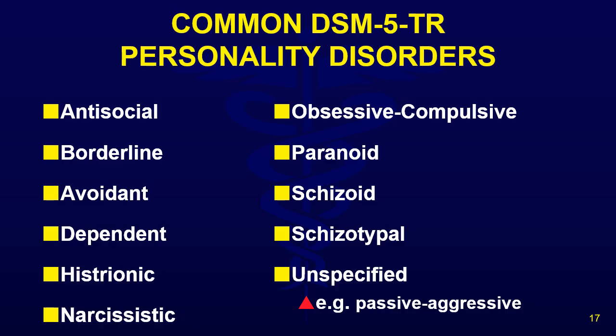Other psychiatric topics of interest are the personality disorders. There are approximately 10 different personality disorders listed in the DSM-5 TR, which are the same as those listed in the DSM-4 TR. They have not changed. You can look into them further if you are interested.